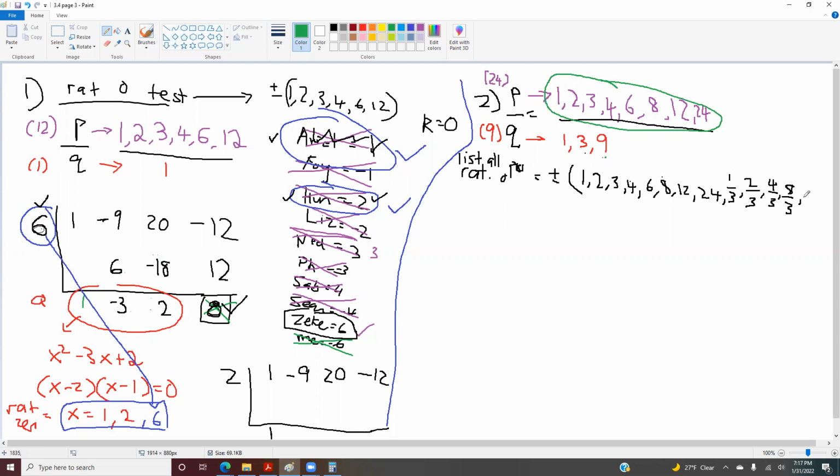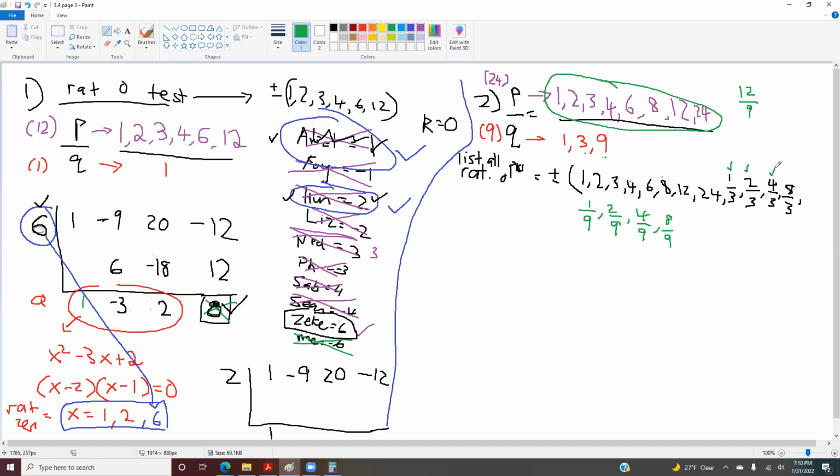9. I have no room here, so I'm going to copy down here. So we get 1/9, 2/9. 3/9 is the same thing as what? 1/3. 4/9. 6/9. 6/9 is the same thing as 2/3, so we do not need that. 8/9, we don't have that. 12/9. What is 12/9?